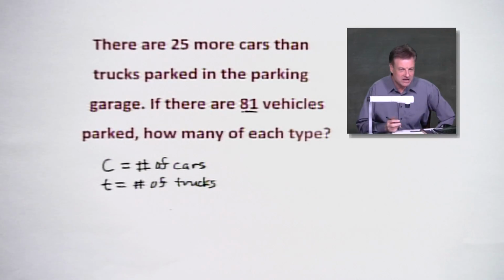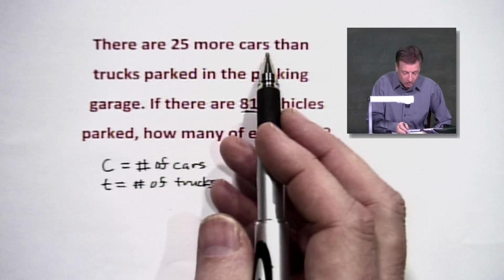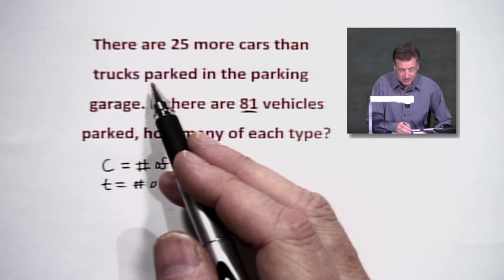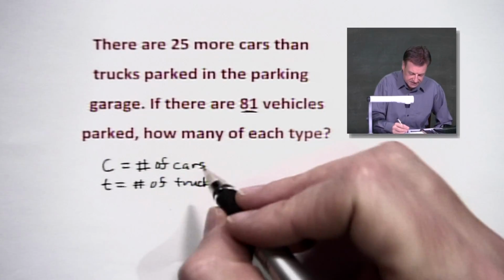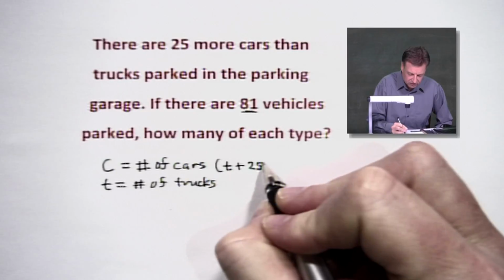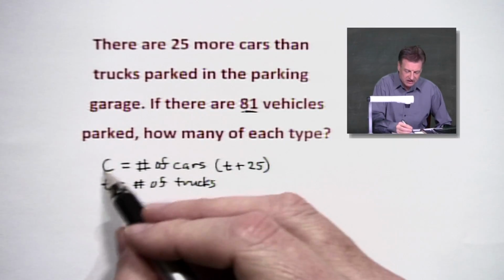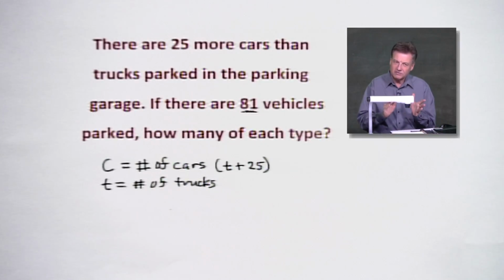I'm going to do a little bit of an adjustment here. I know there are 25 more cars than trucks. So instead of using C, I'm going to actually use T plus 25, because it's the number of trucks plus 25. So we're not going to get into two variables on this. We could have. That's why I wanted to set that up.